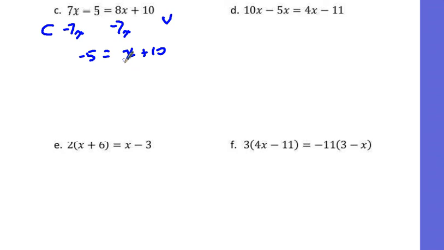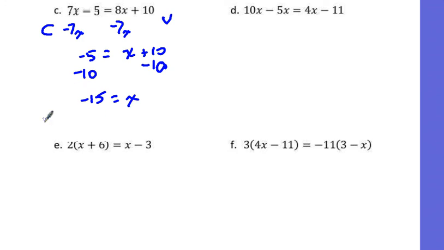We now have the variables on the one side of the equal sign, but the constants are not exclusively on the other. See, I still have a 10, plus 10. So we're going to subtract 10 to move this term. And so negative 15 equals x.